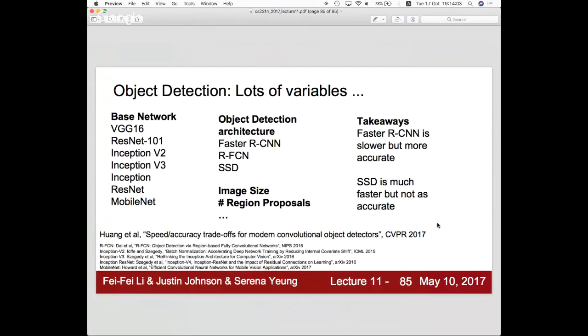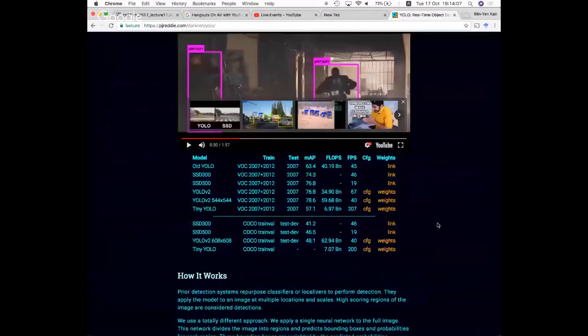And then we need to determine a lot of hyperparameters like image size. So for example, here I think they show it. Yeah, for YOLO it's 544 by 544. SSD 300 means the input image is 300 by 300. SSD 500 is 500 by 500.